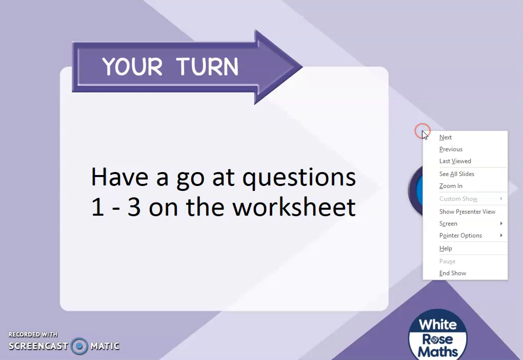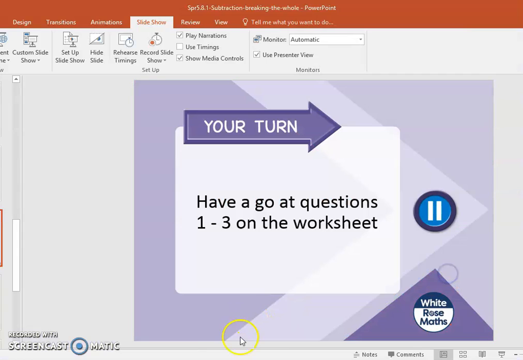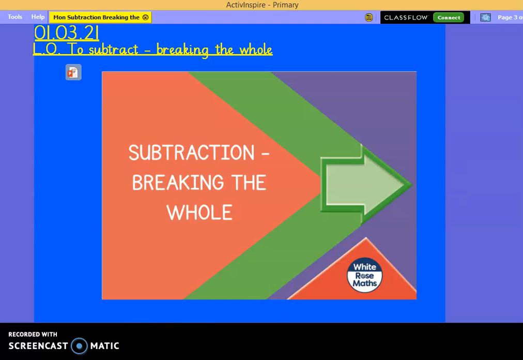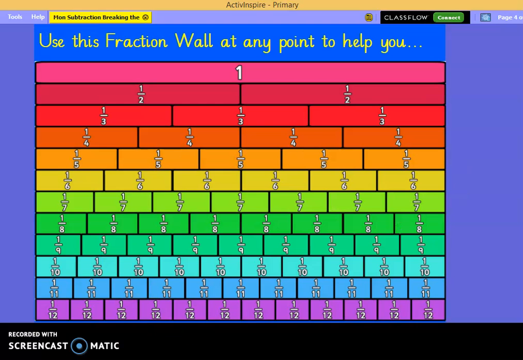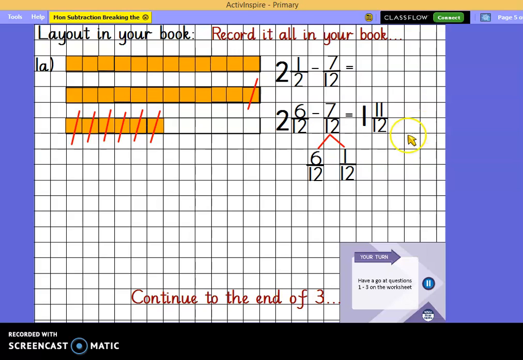Your turn, please, to have a go at questions 1 to 3 on the worksheet. And here's how I'd like you to record that, please. Drawing it out neatly in your book and splitting it down. For example, 6/12, I could take 6/12 away, and to get to 7/12 I've got to take another 1/12 away. And you can see how I've drawn that in the picture. Continue to use these methods to the end of question 3.